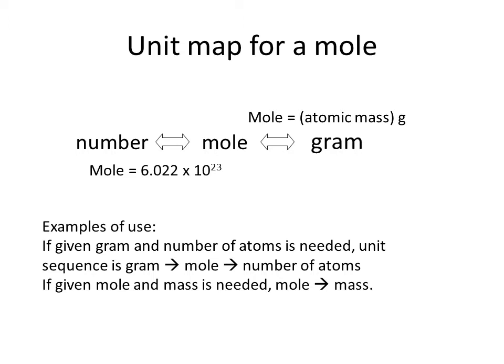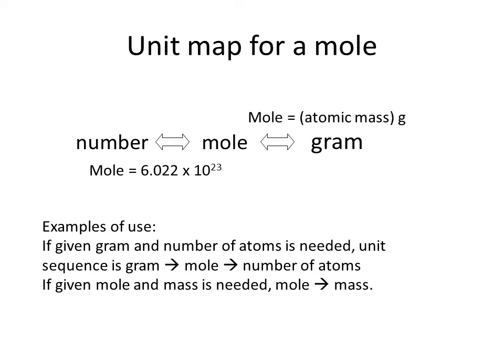This diagram shows how the unit mole is related to number of atoms or molecules and the number of grams. And you can see that a mole is equal to 6.022 times 10 to the 23, and that's either atoms or molecules. And yet a mole is also equal to the atomic mass in grams. So this unit map right here helps you realize how you have to do your conversions. Essentially, what would be the unit sequence that you need to do a particular conversion.